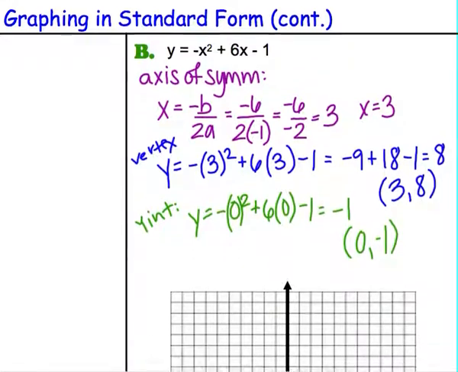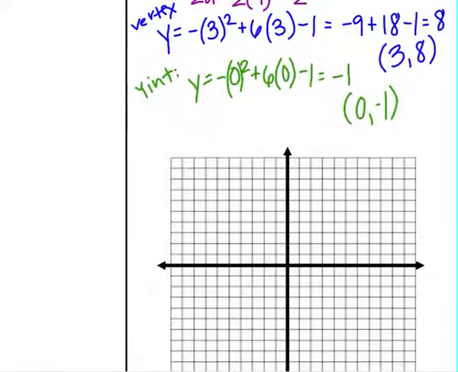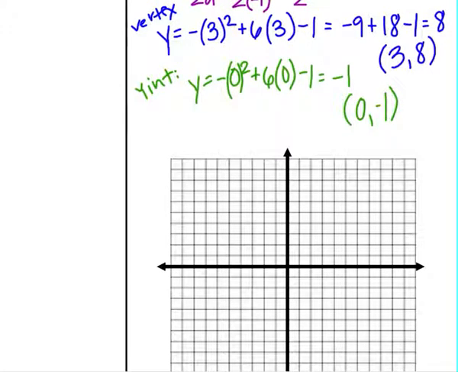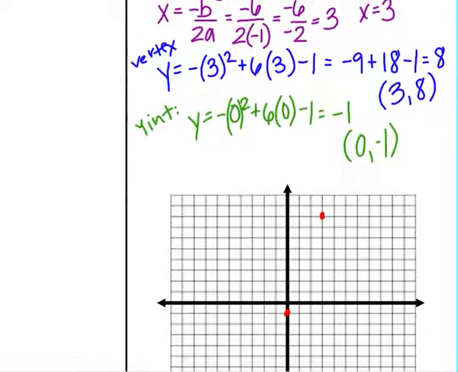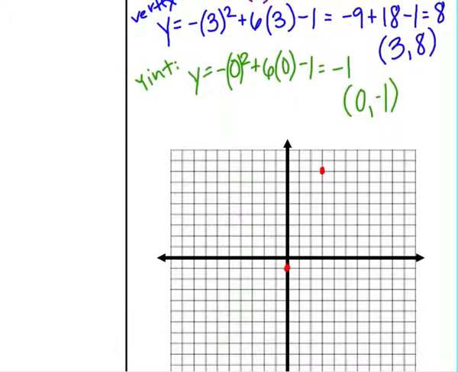So now when I go down here, I have 3, 8, so 1, 2, 3 over, 8 up. I have a y-intercept of negative 1. And I have an axis of symmetry of 3. So I go here.